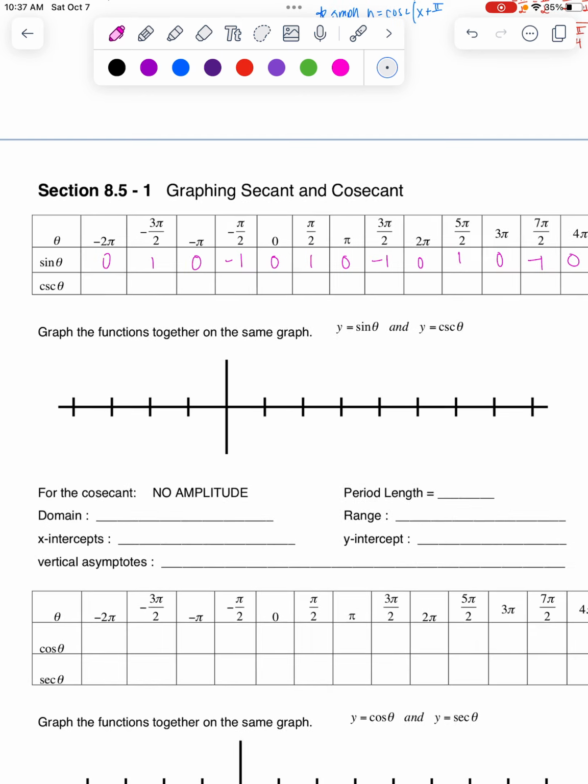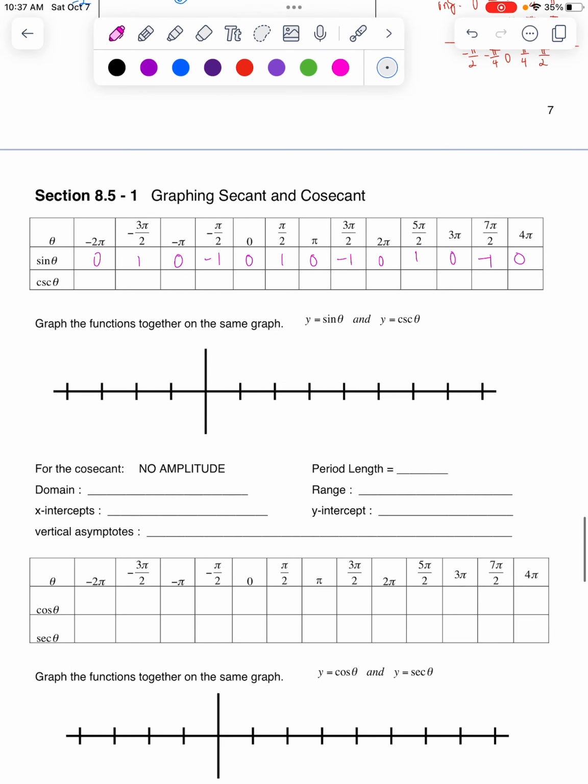Now we have cosecant. If we go back to last chapter, the trig ratio cosecant is just 1 over sine of theta. So I'm going to take all these values of sine of theta and do 1 divided by that value. I have 1 divided by 0, which is an undefined value. Then 1 divided by 1 is 1, undefined, negative 1, undefined, 1, undefined, negative 1, undefined, 1, undefined, negative 1, undefined.